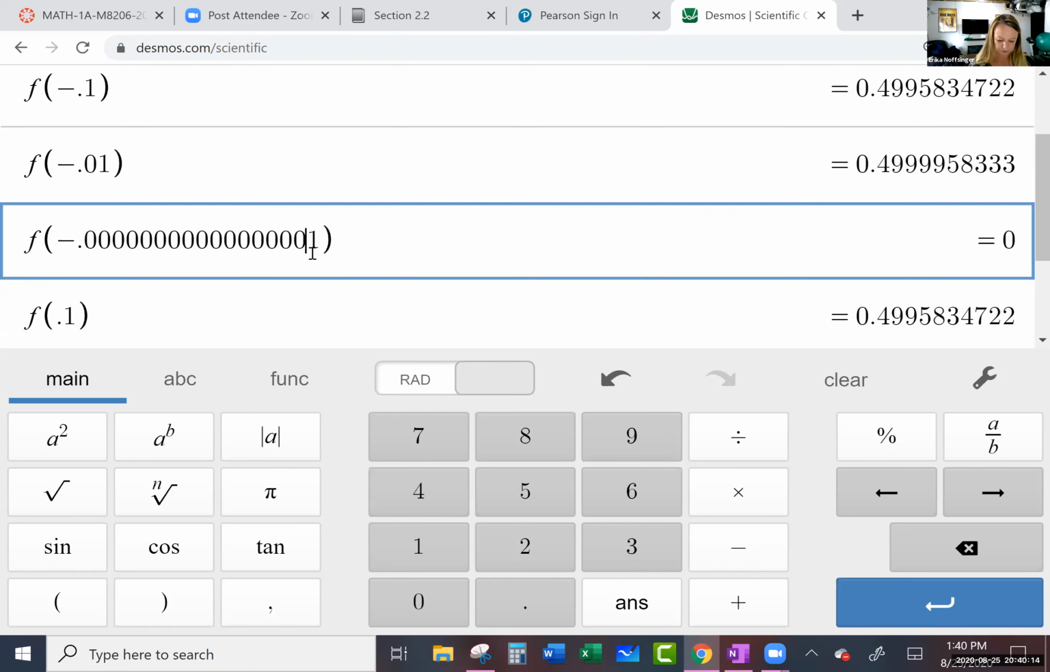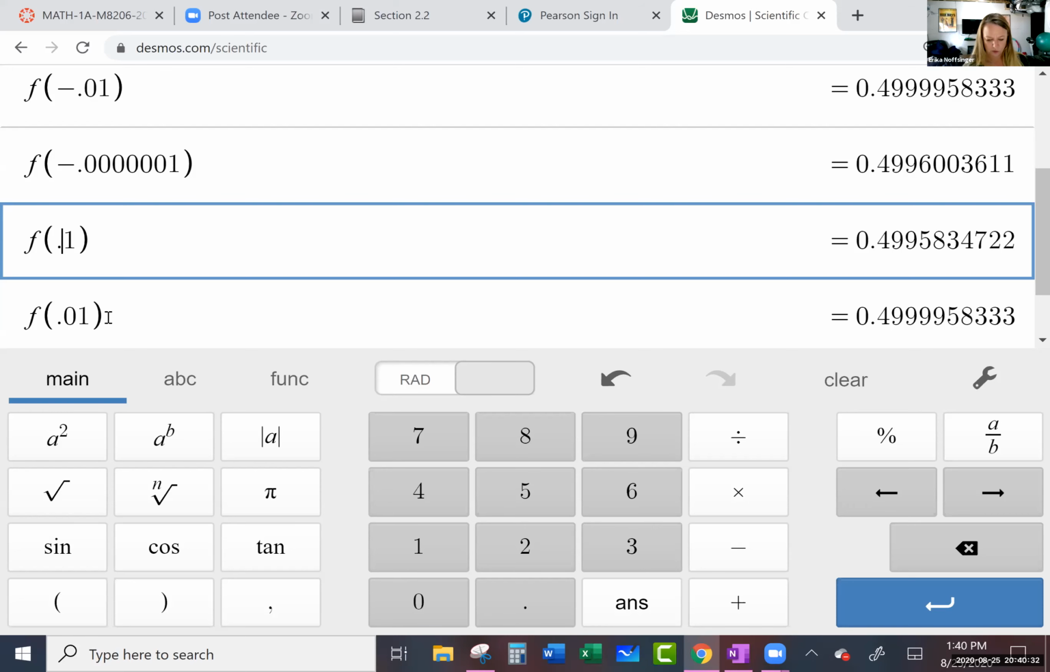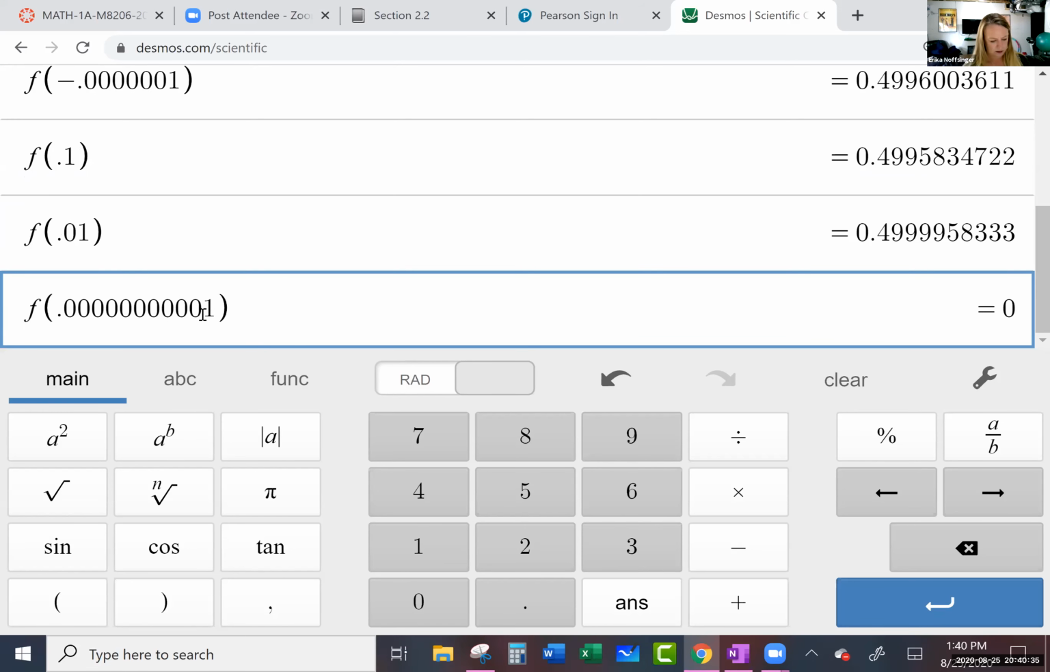Why is that happening? I'm not sure why that's happening right now. But 0.01, 0.1, because what's this telling me right now? Something's wrong. So let's look, because there's a jump, right? If this is correct, what this function is telling me as I plug in values getting closer and closer to 0 is that there's a jump from 0.49 to 0.